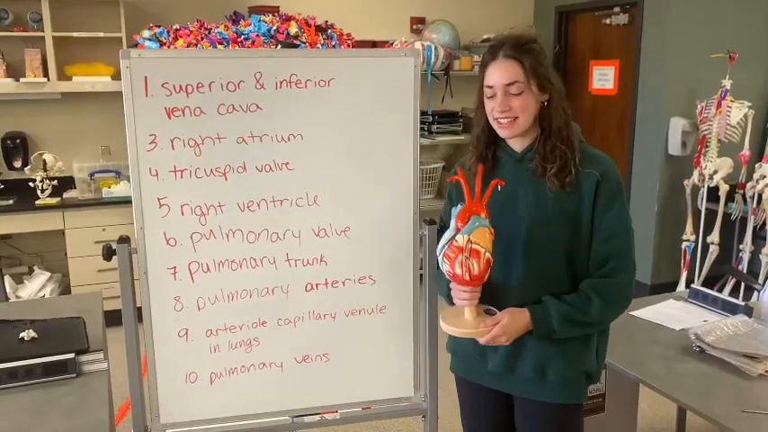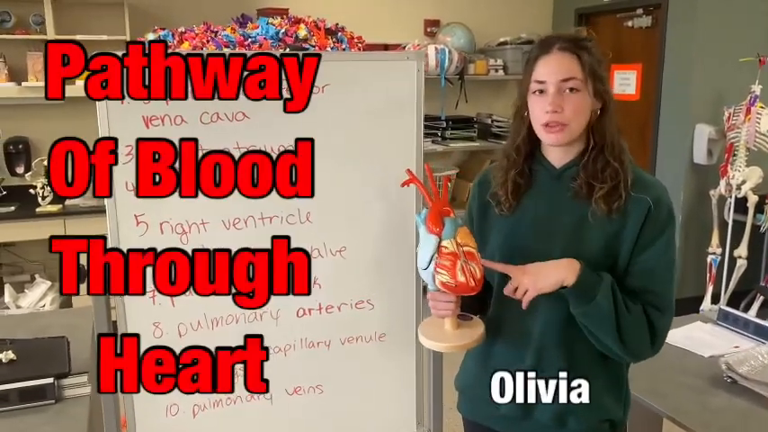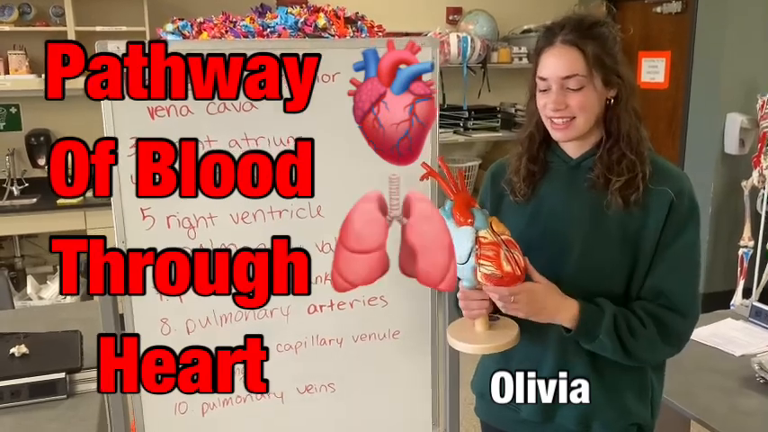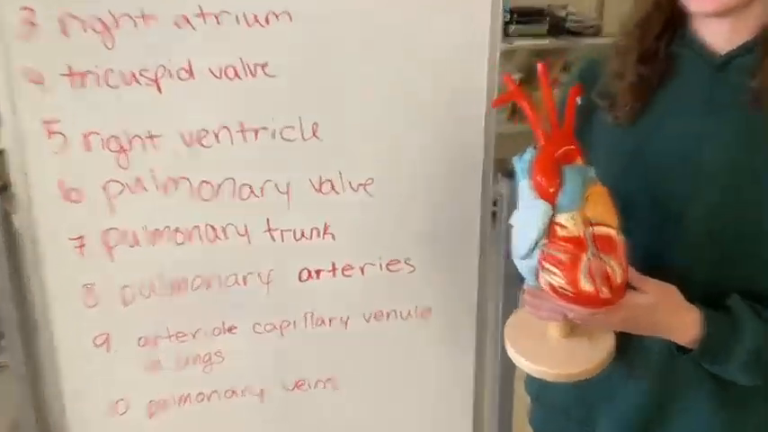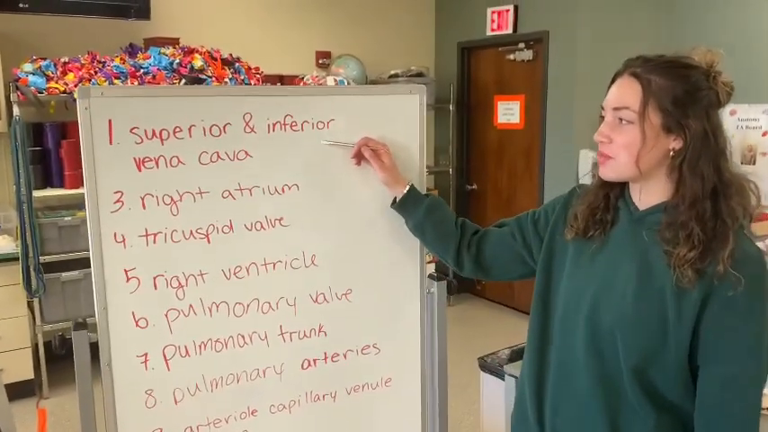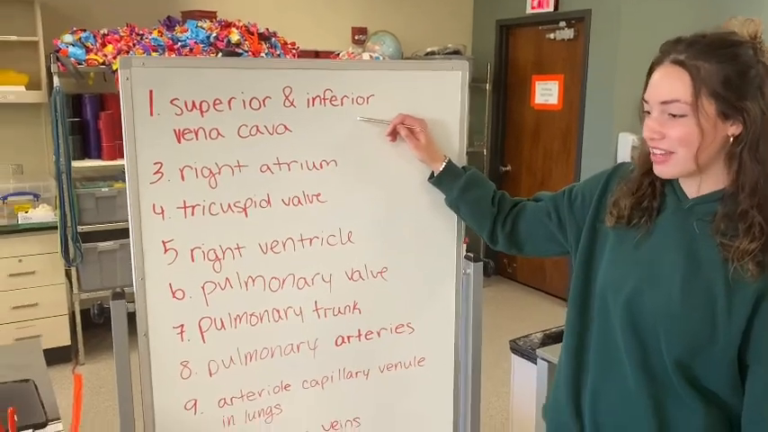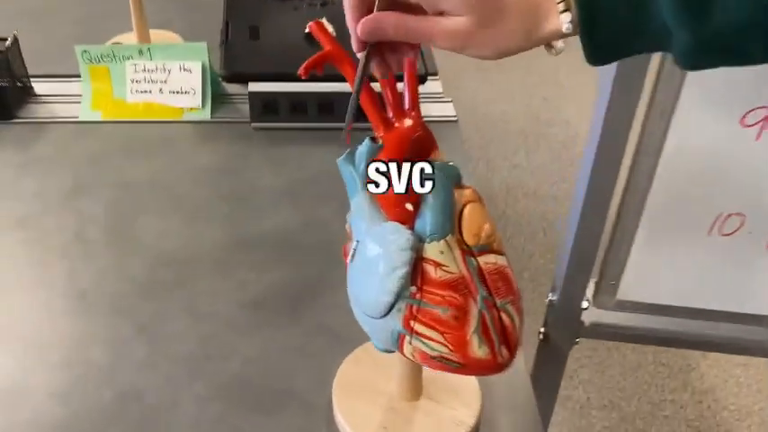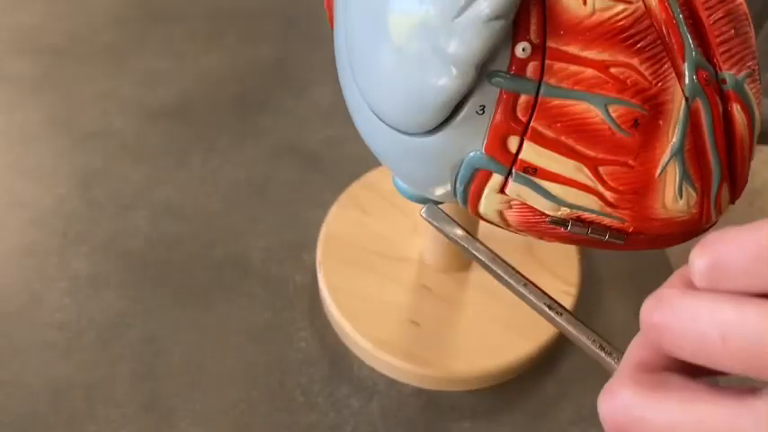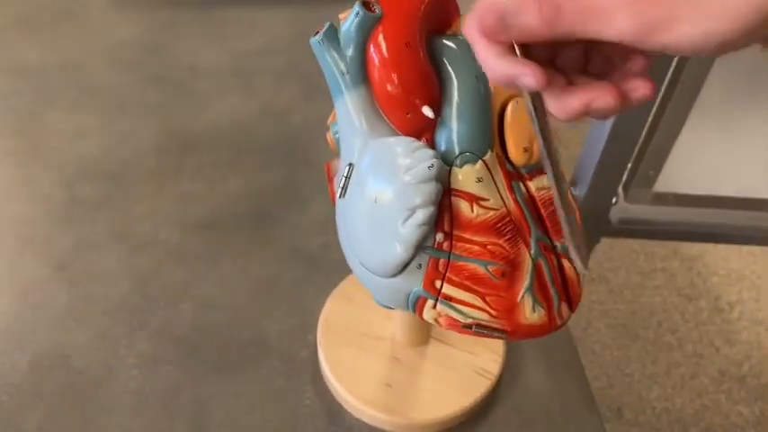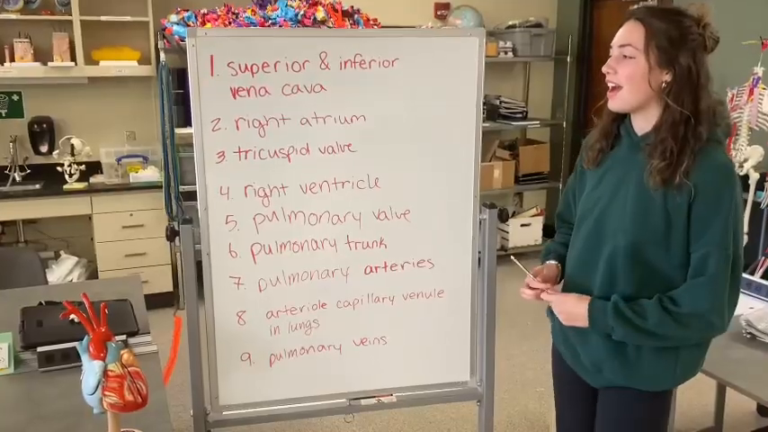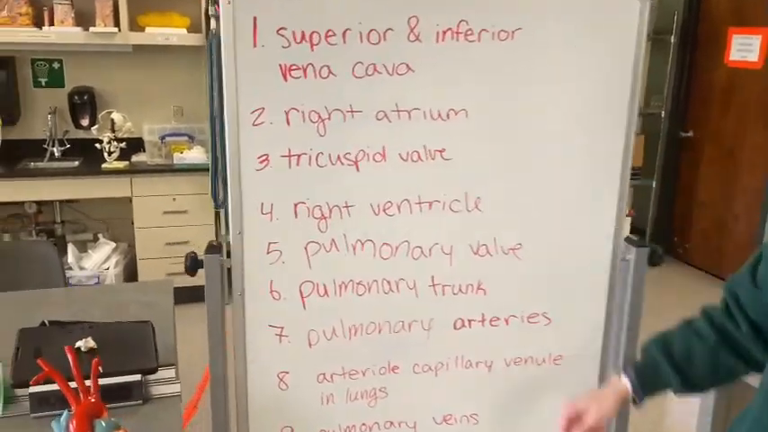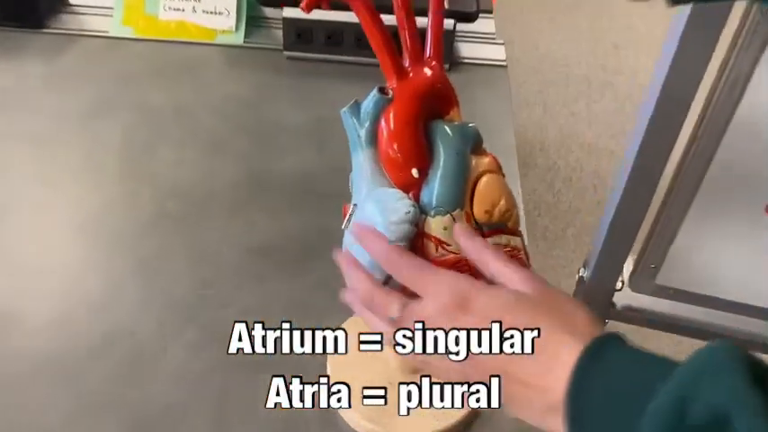Hey everybody, this is going to be the pathway of blood through the heart to the lungs into the coronary arteries. Let's get started. We're going to start with number 1, the superior and inferior vena cava. Over here on the heart, this is the superior and this is the inferior, and this is where blood comes in. Now let's move on to the right atrium, which is this right here.